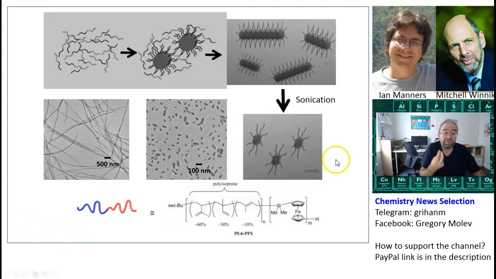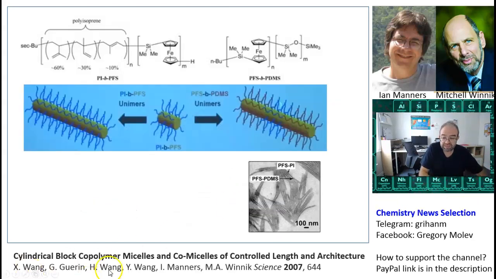So if you have already crystalline nuclei existing in the solution, if you add block copolymers, they will add to them. They will not have enough time to form new nuclei. And that's what happens. This way you can not only make structures with the controlled length, but you can also make block co-micelles. What do I mean by block co-micelles?